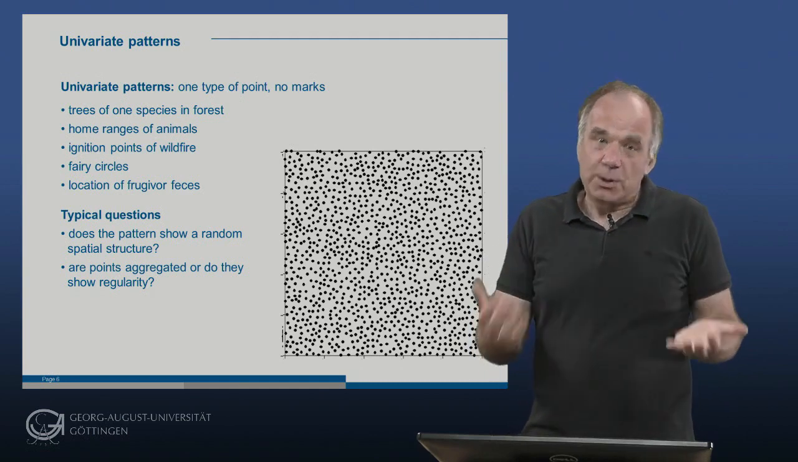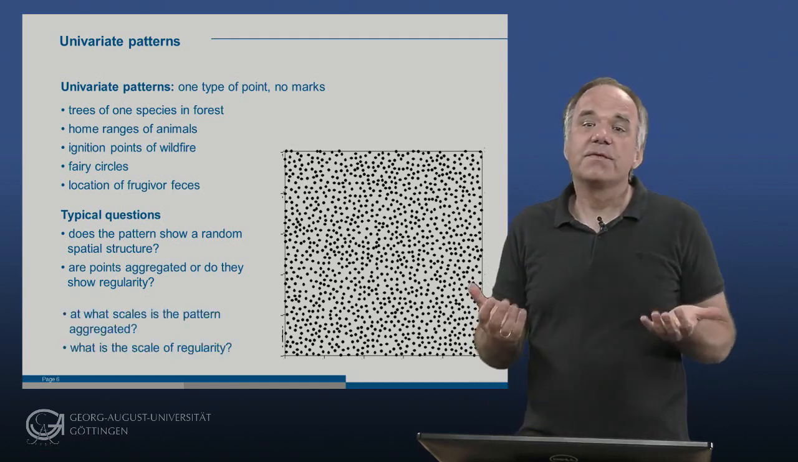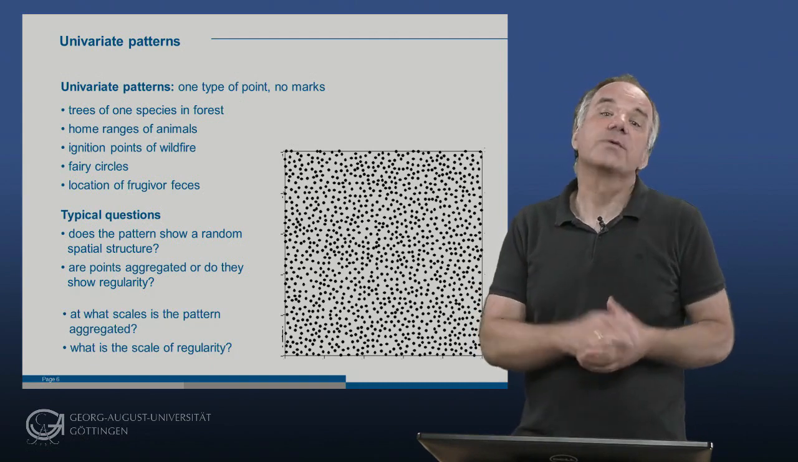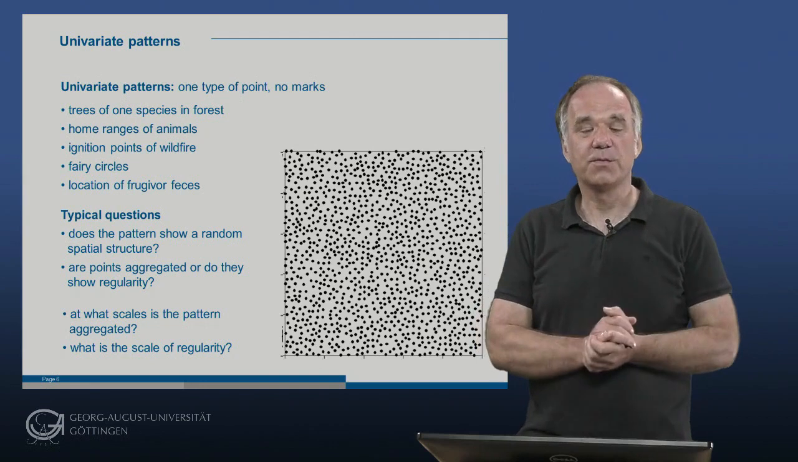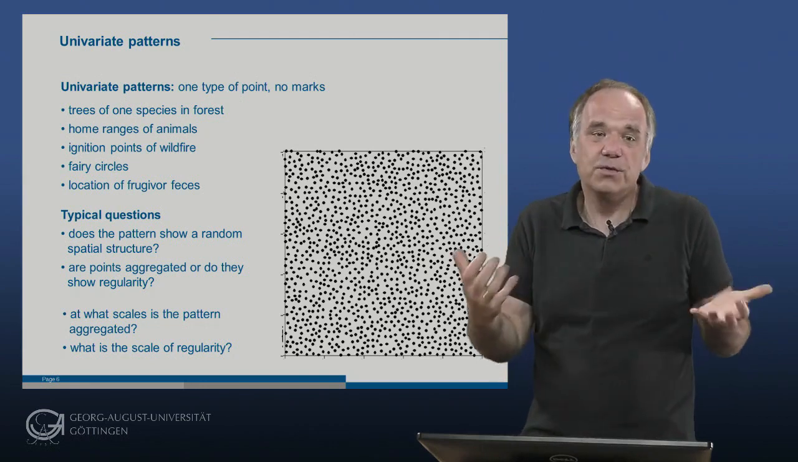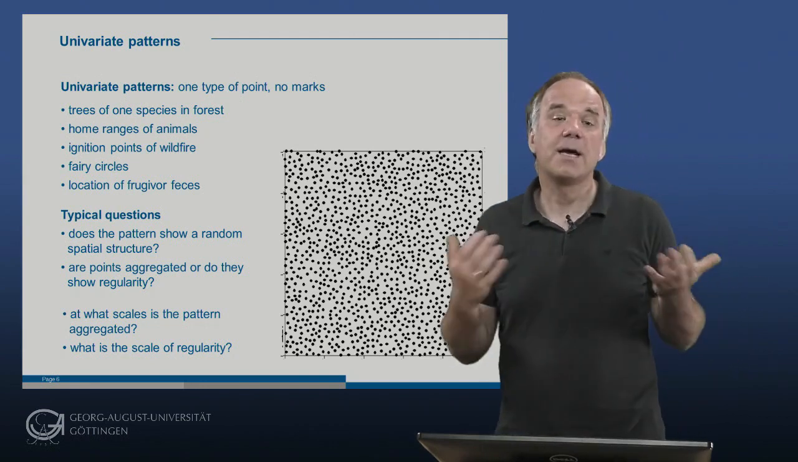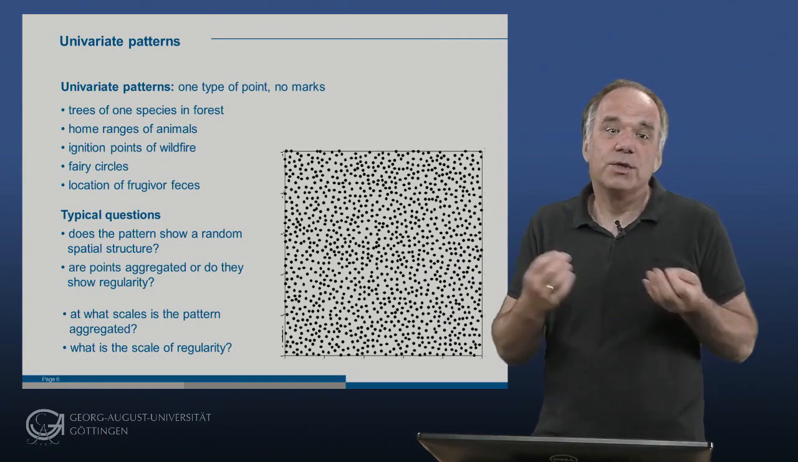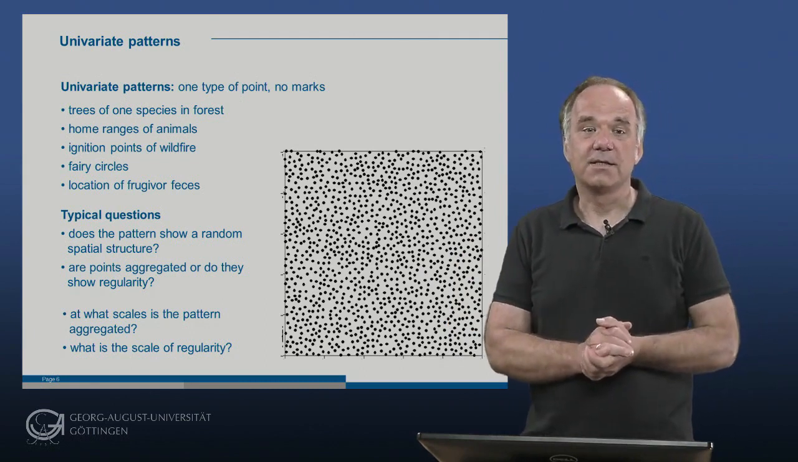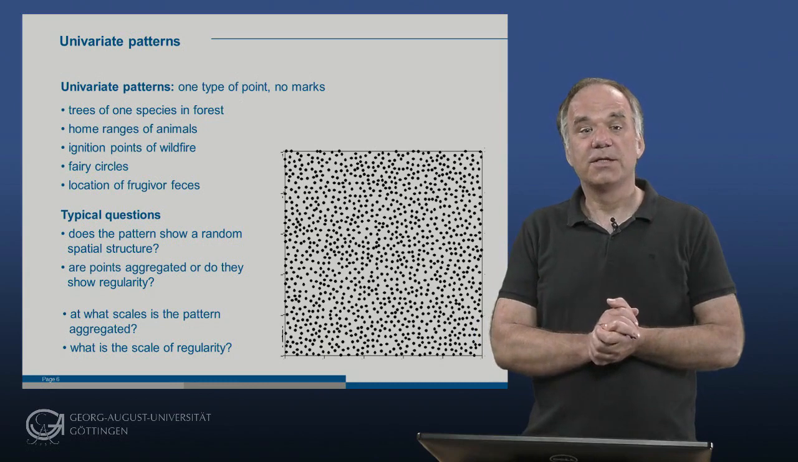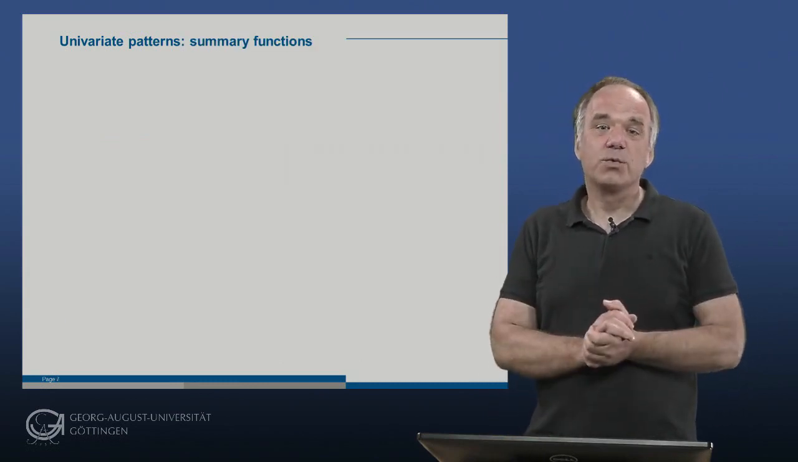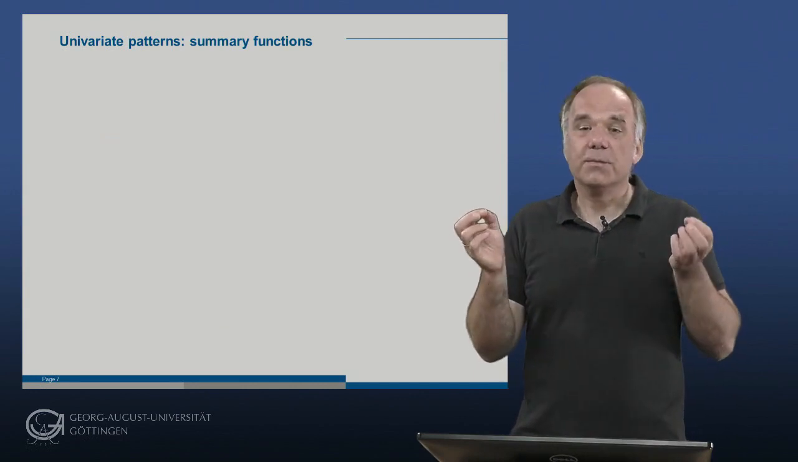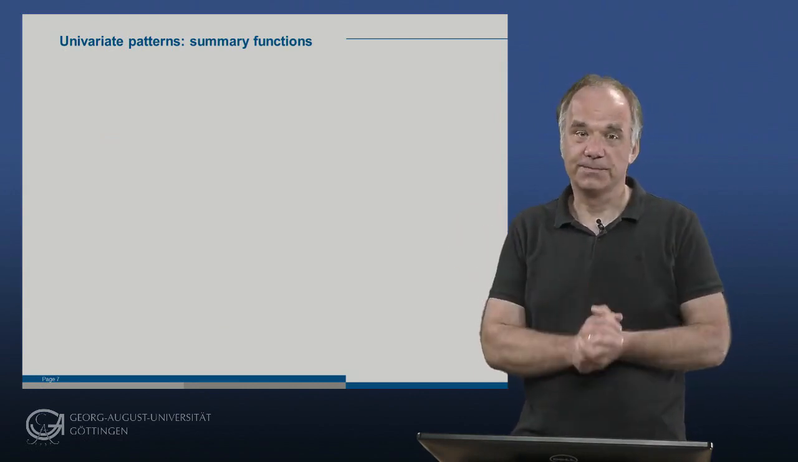But in general, we are not really satisfied to know if the points are aggregated or show regularity. We want to extract more information from the pattern because we have the full spatial information. For example, we can ask, at what scales is the pattern aggregated? What is the scale of regularity of the pattern? And to answer this type of questions, we need something that is called a summary function.